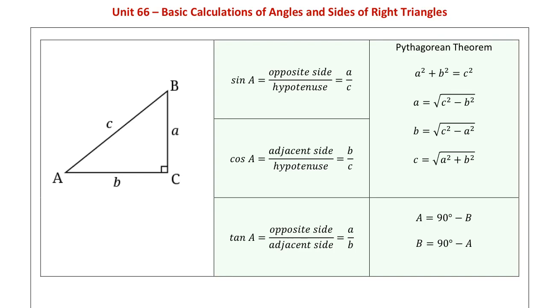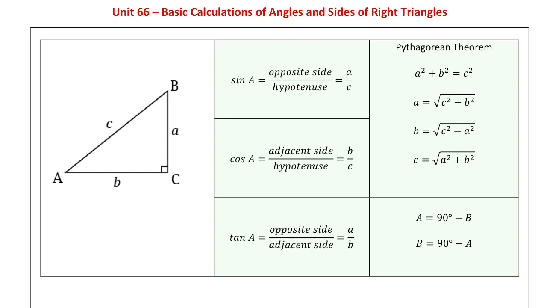First we will need the trigonometric functions sine, cosine, and tangent. If we work with angle A, then sine of angle A is side A divided by side C. Cosine of angle A is side B divided by side C, and tangent of angle A is side A divided by side B. We will also need the Pythagorean theorem: a squared plus b squared equals c squared.